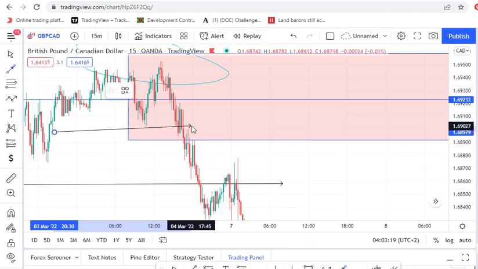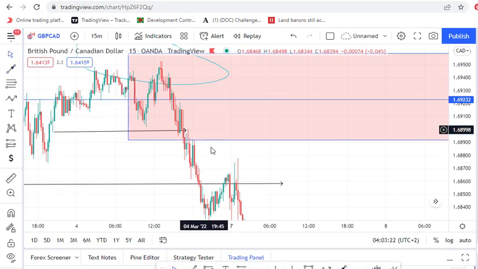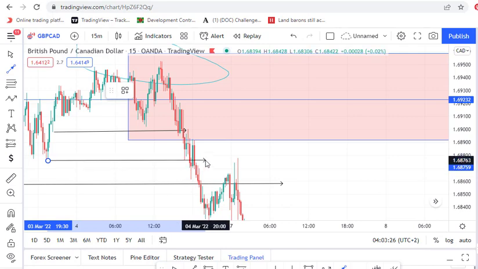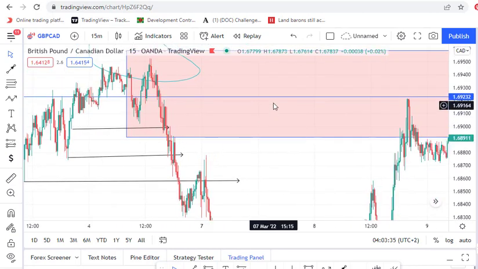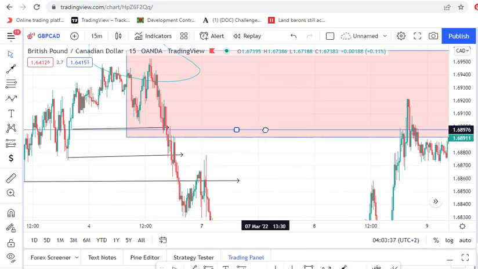Look, this structure was taken out here. Then you look at the next structure that was taken out. It was these lows right here. It was all because of this order block. This one is all mitigated. So we mark this OB and extend it into the future. We can just use a horizontal line like that.